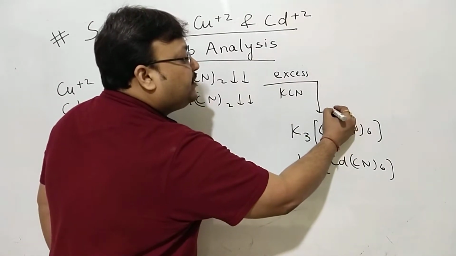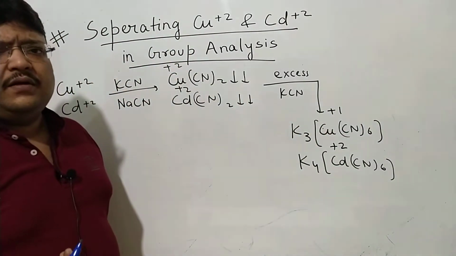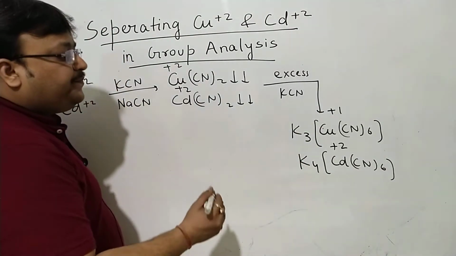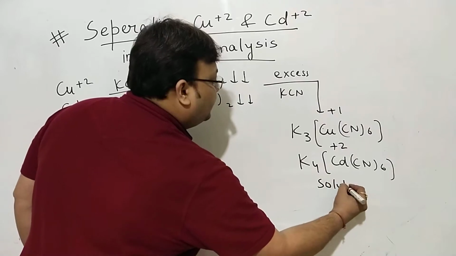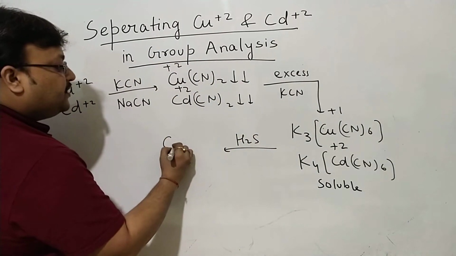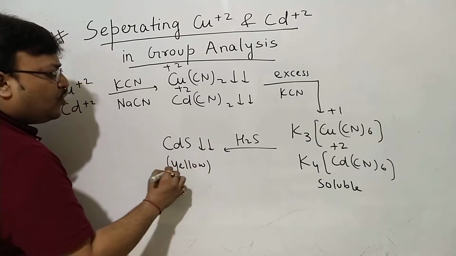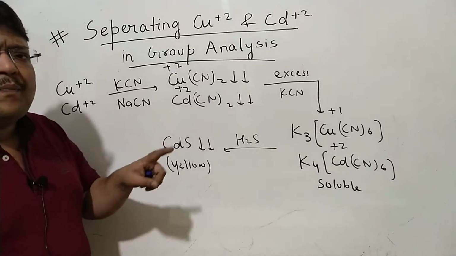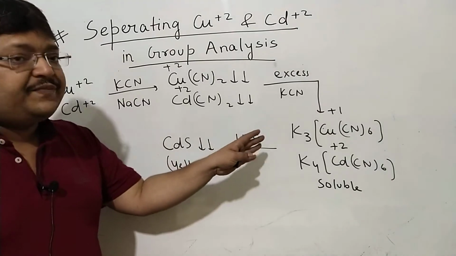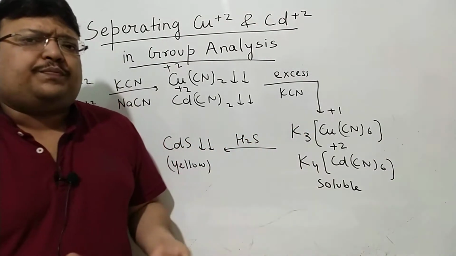Copper suddenly becomes Cu+ and cadmium remains +2. Now, because you have been able to make copper +1 and cadmium +2, both are soluble. Now on adding H2S, CdS yellow will precipitate. Copper will not precipitate because copper is no longer cupric. The precipitate would have been CuS, but copper does not precipitate because it has become cuprous.